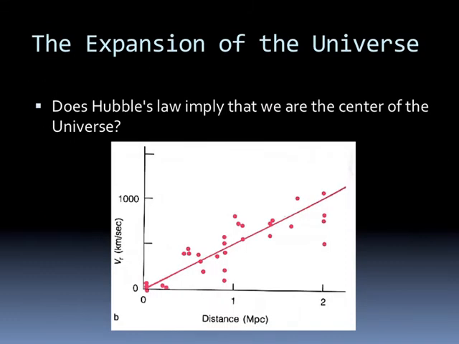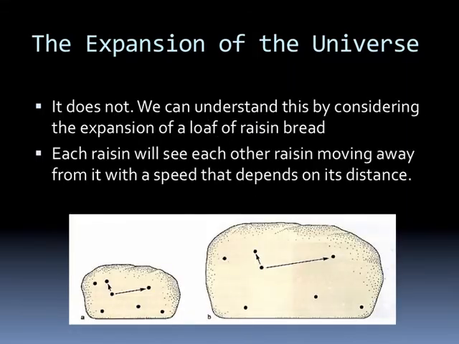Well, the first thing we need to look at is Hubble's law. Every object is moving away from us. So does Hubble's law imply we are at the center of the universe? No, it doesn't. We can understand this by looking at the expansion of a loaf of raisin bread.